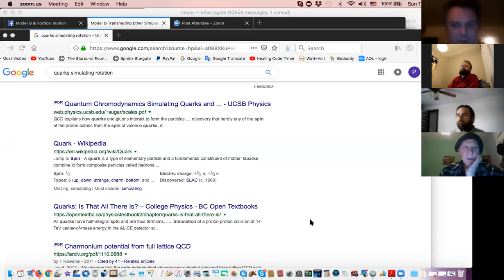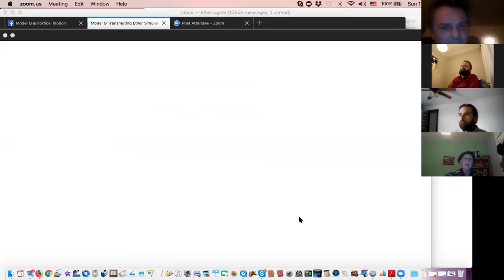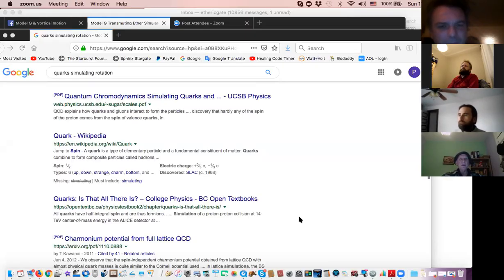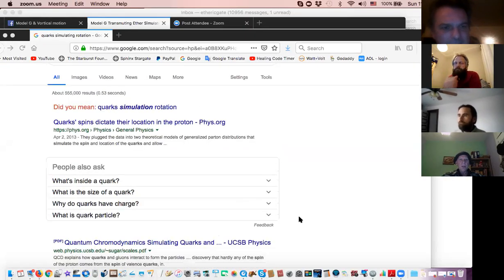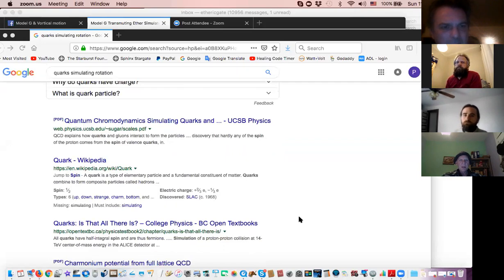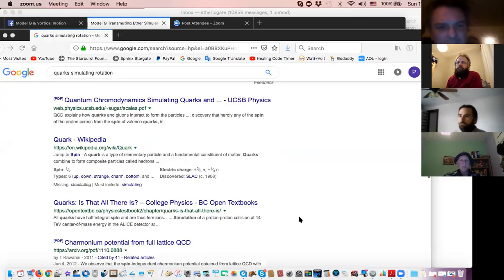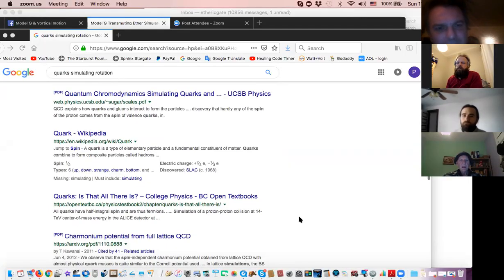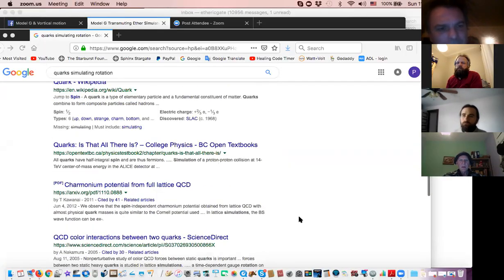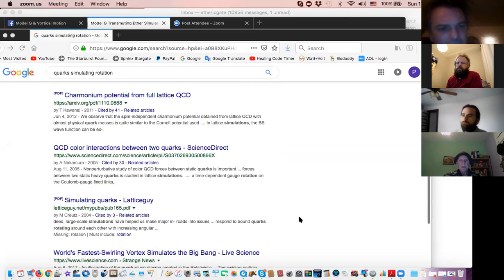Do you see this? I can see it. This is the search I did: quark simulation rotation. So that could be interesting. If they've been doing some modeling, that could help us. Yeah, we don't want to reinvent the wheel.